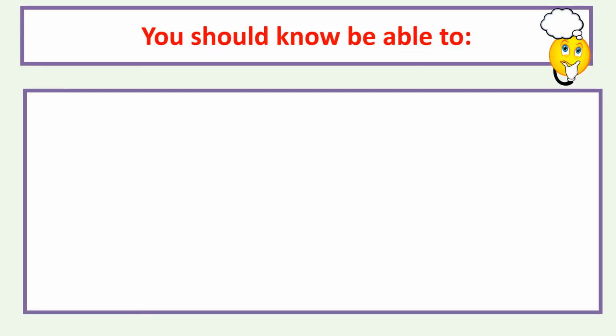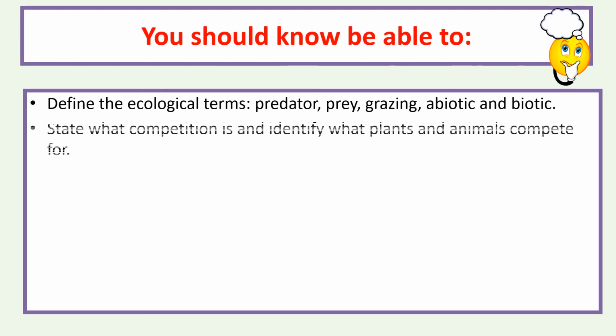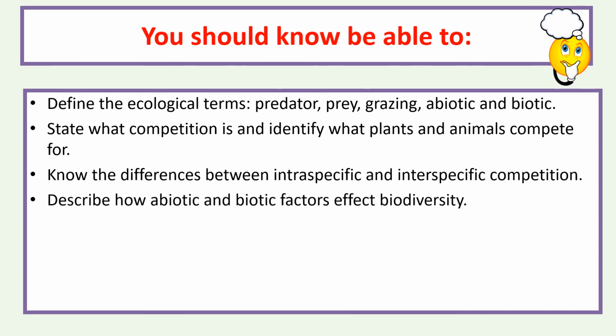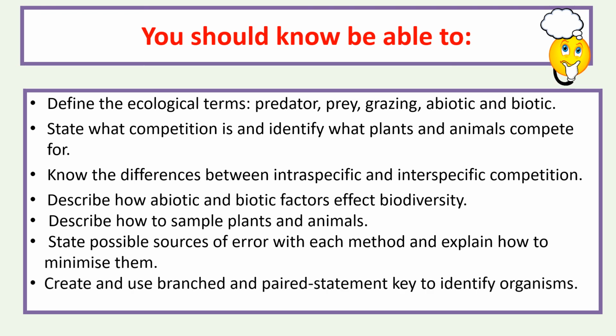We've now come to the end of the lesson, so you should now be able to define the ecological terms predator, prey, grazing, abiotic, and biotic, state what competition is and identify what plants and animals compete for, know the difference between intra-specific competition and inter-specific competition, describe how abiotic and biotic factors affect biodiversity, describe how to sample plants and animals, state possible sources of error with each method and explain how to minimize them, create and use branching keys and paired statements to identify organisms. Well done if you can confidently do all of that.